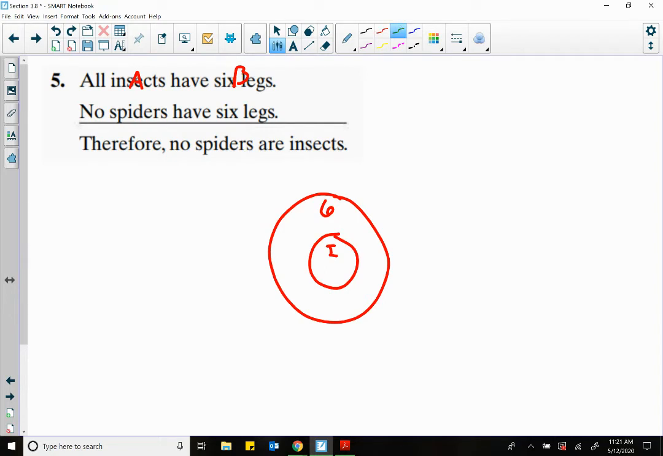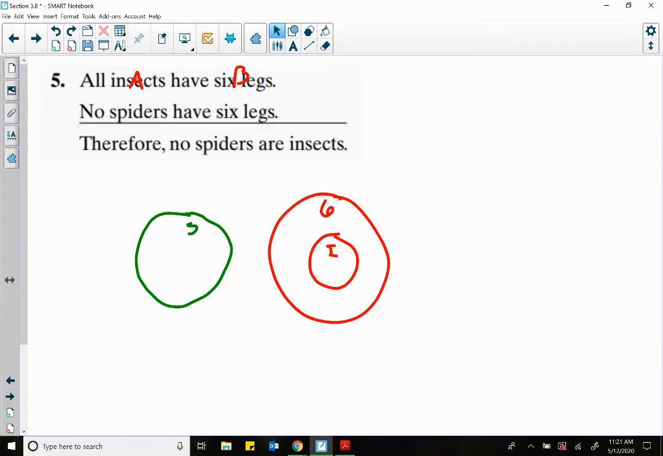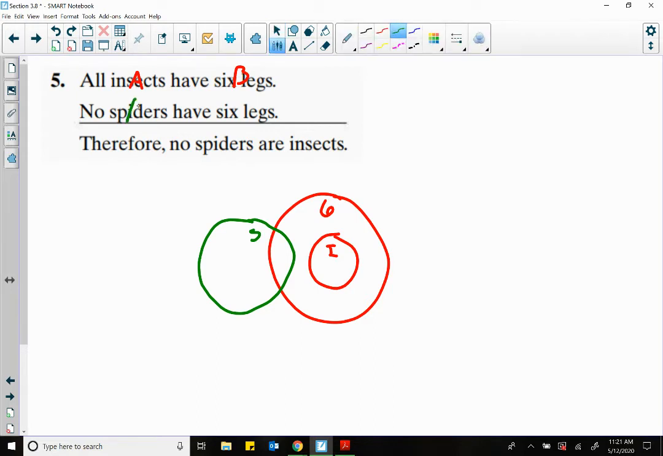Now the next one says no spiders have 6 legs. So no means that the circles for spiders and 6 legs cannot touch. Okay? So spiders and 6 legs cannot touch. So there we go. Spiders and 6 legs are not touching. But again, you need to ask yourself, is there any other way I can draw this? Well, can I have any overlap? No. Okay? And again, this is a no A are B.